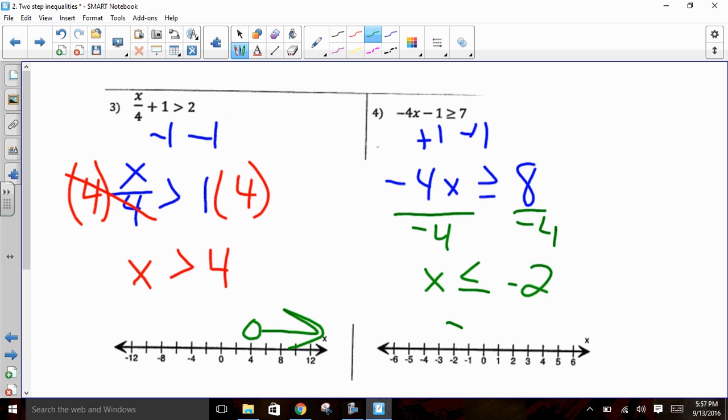So I'm going to put a closed circle above negative 2. I'm going to shade to the left.